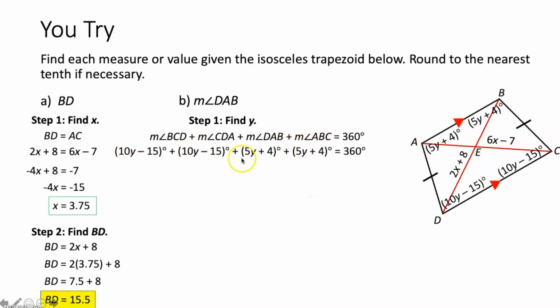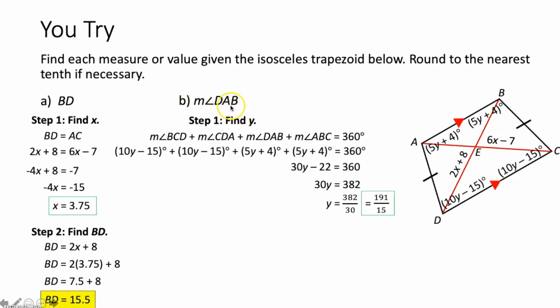10y plus 10y plus 5y plus 5y is going to give you 30y. Negative 15 plus negative 15 plus 4 is going to be negative 22. I then solve for y by adding 22 on both sides, dividing both sides by 30, and if I simplify this, I end up getting y is equal to 191 over 15. Again, don't round too early. Leave your variable as exact as possible so that when you plug it in to find what you're actually looking for, the measure of angle DAB, I will get a more exact answer.